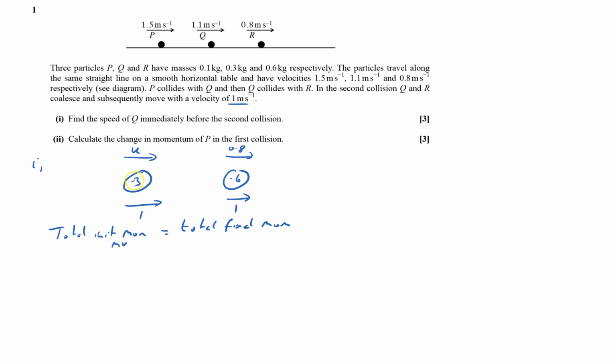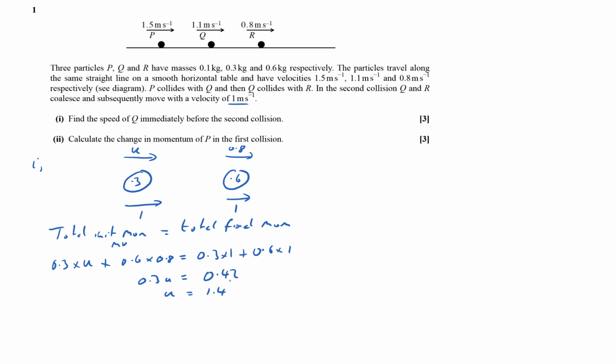Momentum is mass times velocity, so everything's positive. I know direction matters, but everything's positive here. So mass 0.3 times by U plus 0.6 times by 0.8 equals the final momentum, 0.3 times 1 plus 0.6 times 1, and that will say that's 0.3 U equals, that comes to 0.42, and so U equals 1.4.